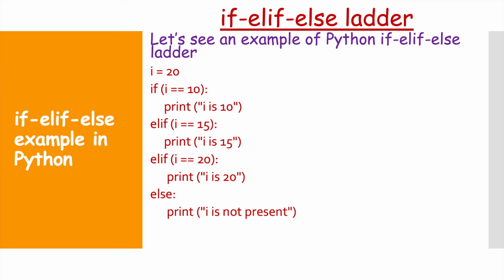If your i is equal to 15, then you are going to print i is 15. But here also your i is not equal to 15. So this print statement is also skipped. Then you go to the third expression, that is, if i is equal to 20, you will print i is 20. So here your condition is evaluated to true. So your statement print i is 20 is going to get executed, and the rest of the ladder will be skipped. So your output is i is 20.